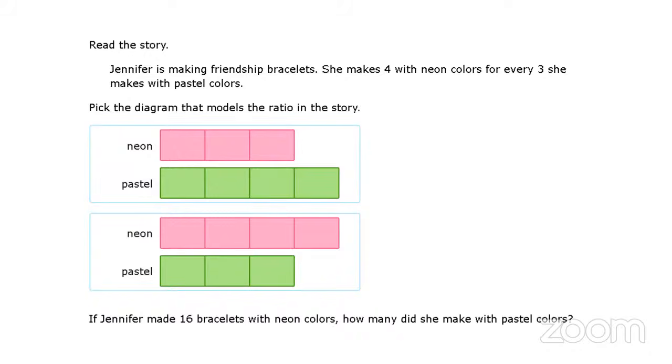Jennifer is making friendship bracelets. She makes 4 with neon colors for every 3 she makes with pastel colors. Now we're going to pick the diagram that models this ratio story, as well as try to answer this question. If Jennifer made 16 bracelets with neon colors, how many did she make with pastel colors?